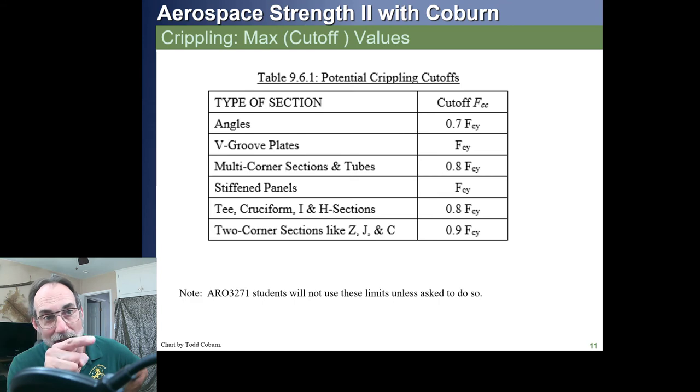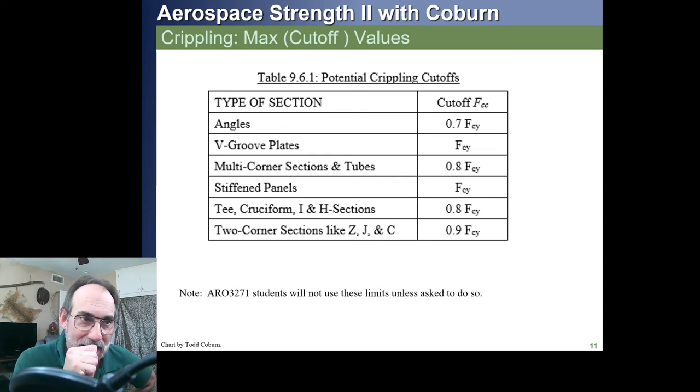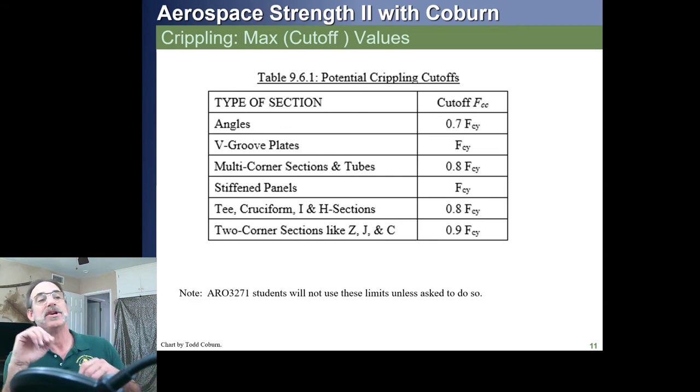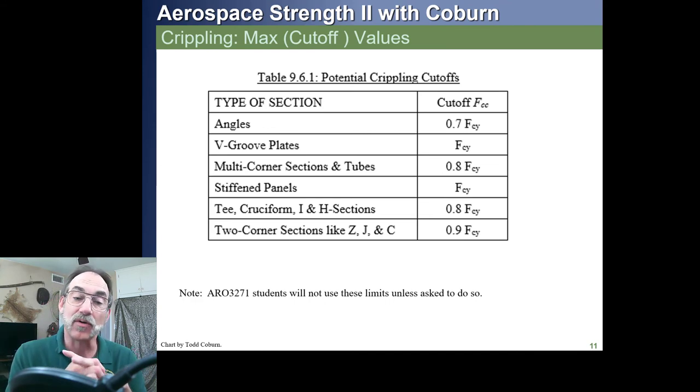I just want my students to be aware of it, because I've seen a lot of analysis that doesn't use these cutoffs out there in industry. So my students aren't going to use this. However, we should be aware that these cutoffs exist. And if you're asked to use it, you should be able to use it. But we're not going to use it unless asked. Industry professionals should use this to make themselves suspicious of their own work. If they get a crippling allowable that is above these cutoffs, probably you want to stick with these cutoffs unless you do more analysis and verify that a higher crippling allowable is actually valid. And that analysis would probably include accounting for some of that reduction in the modulus. Okay.